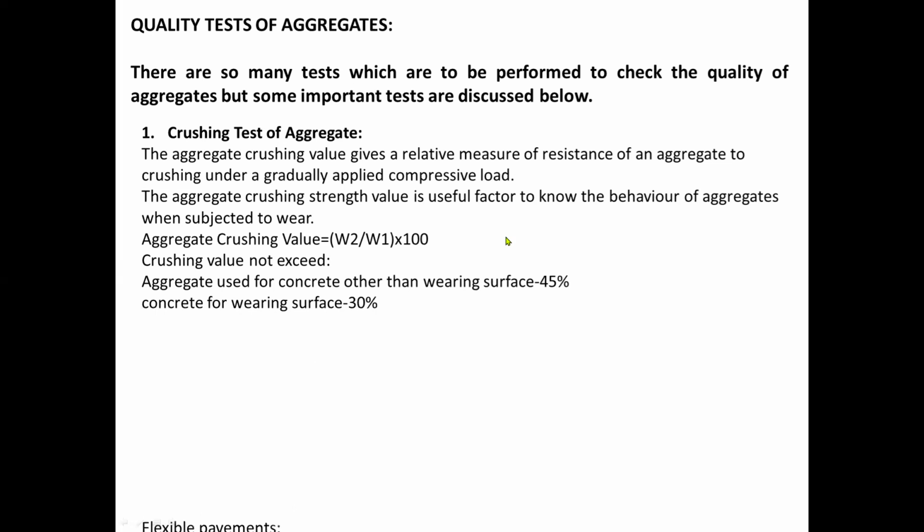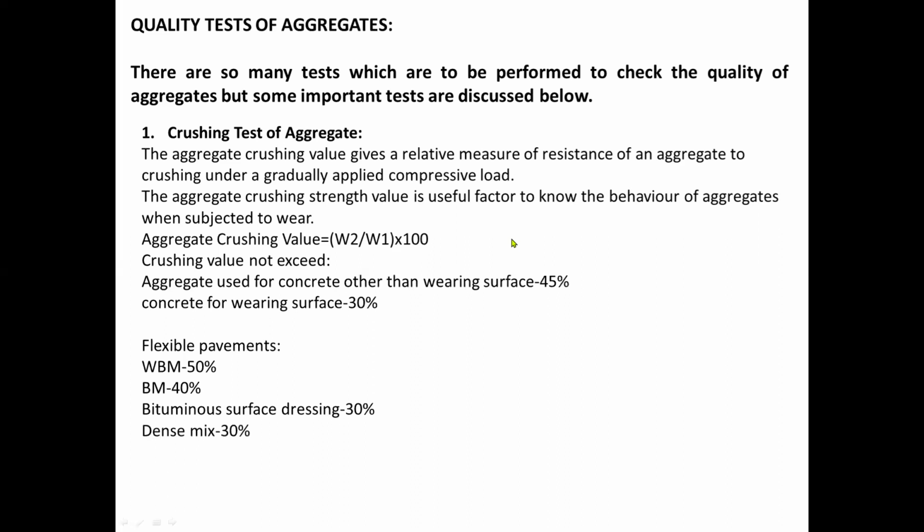30% for concrete for wearing surfaces, and for the flexible pavements, these are the qualifications. WBM must be 50%, BM is 40%, bituminous surface dressing must be equal to 30%, dense mix is 30%, and for the rigid pavements, other than wearing course, must be 45% and 30% for surface wearing course. And that's all about the crushing test of aggregate.